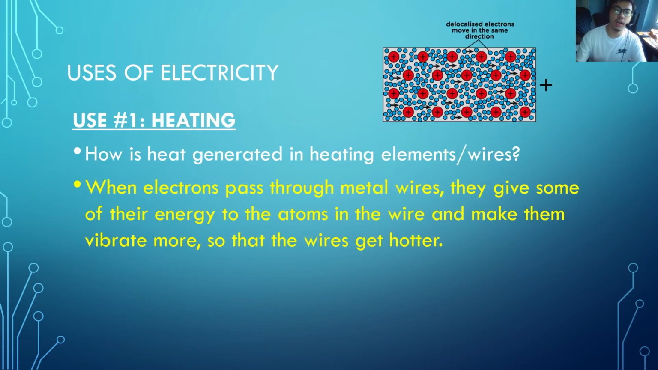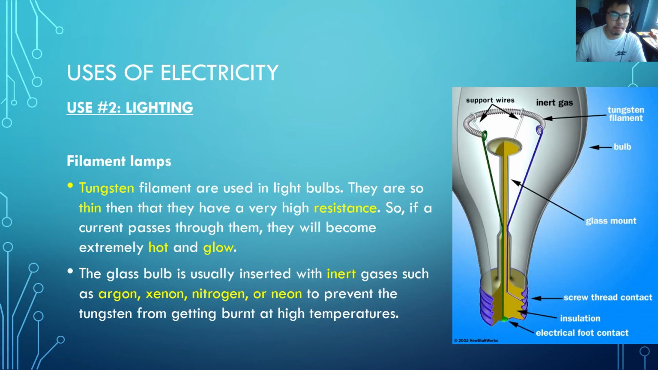And then make sure you understand why, when there's current passing through a wire or a heating element, heat is produced. This is because when the electrons are passing through the metal wires, they collide with the atoms, and when they collide with the atoms, they transfer some of their energy to these atoms. And these atoms will become more energetic, and they vibrate more, and therefore the wire will get hotter.